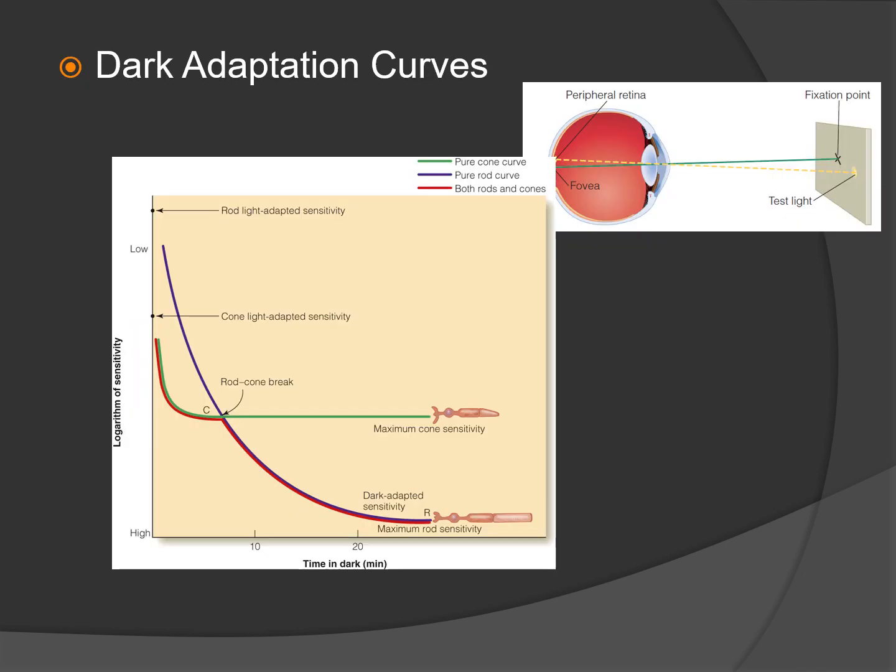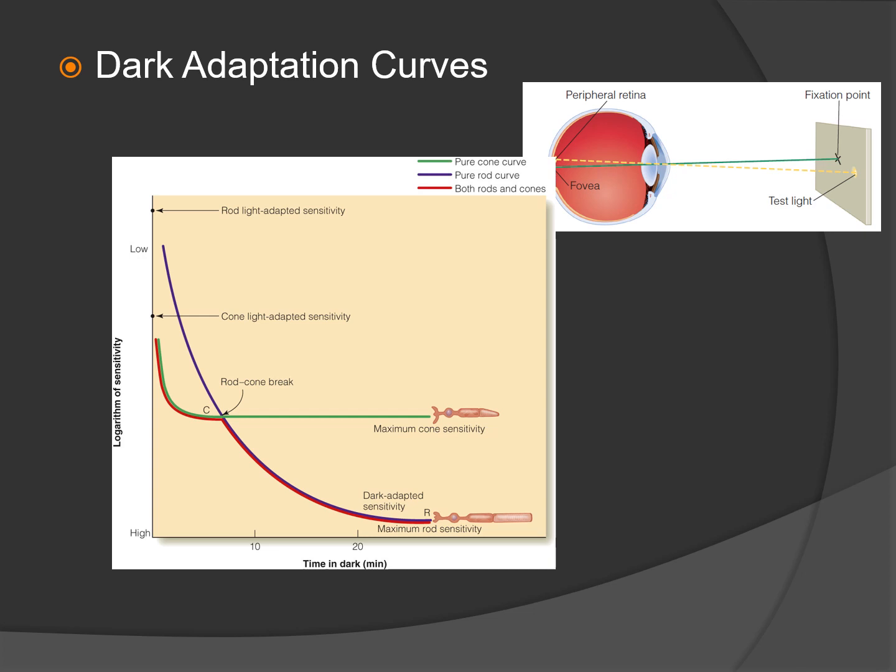So they tested people with this flashing test light in the peripheral vision. Okay, they're looking at the fixation point, and we're going to look first at that red line, which is just the regular dark adaptation curve. It includes really both the rods and the cones, because we're looking at peripheral vision, right? I have both rods and cones in the peripheral retina.